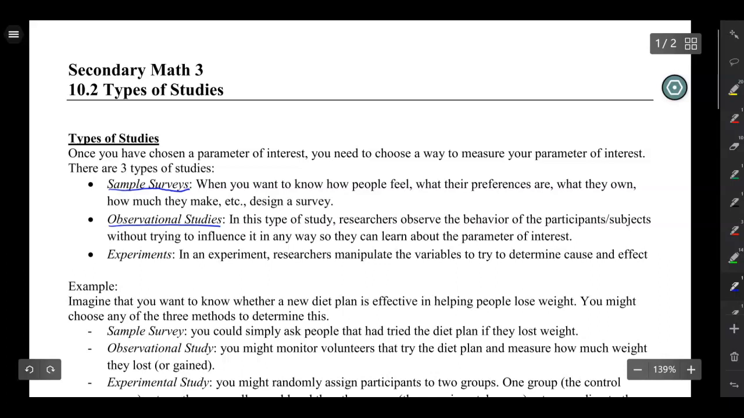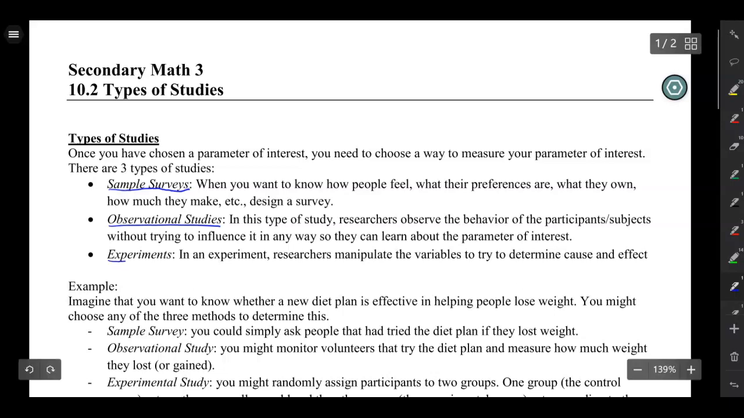In an observational study, the researcher, or you as the researcher, is just going to observe the behavior of the participants or the individuals. You're not going to try to change or influence what they're doing, and you're really just not going to interact with them at all. You're just going to observe what's happening.